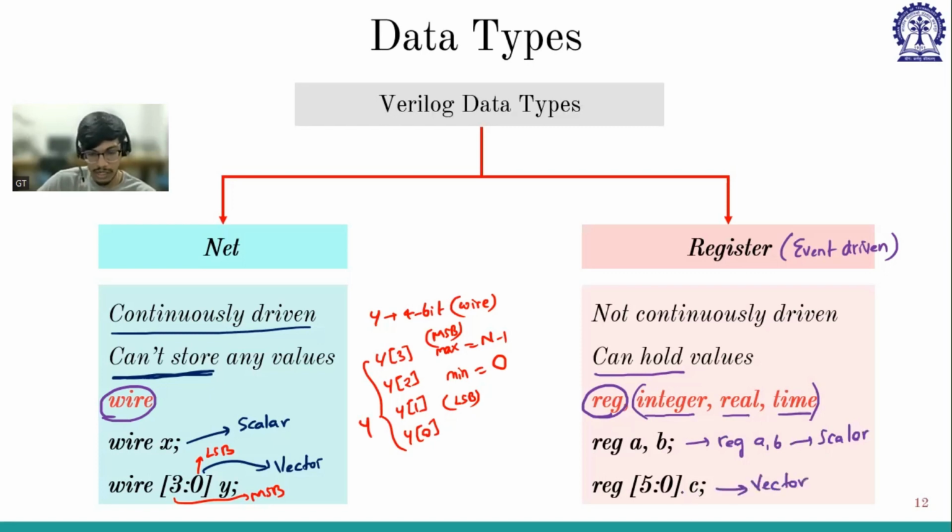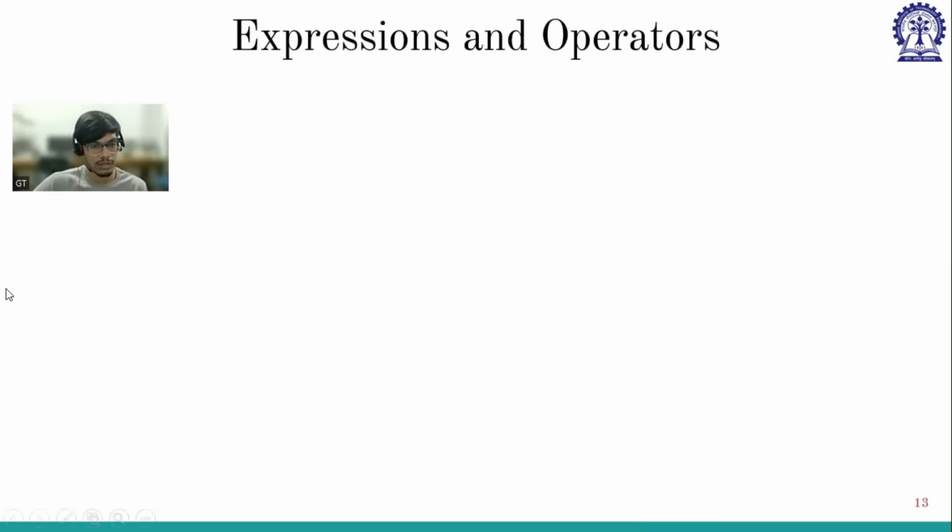And again, if I want to do a vector, I have to specify the size. How many bits is C? 6 bits, yes. So it is C5, C4, C3, C2, C1, C0. And always this is the MSB and this is the LSB. Okay, so this is all about data types.